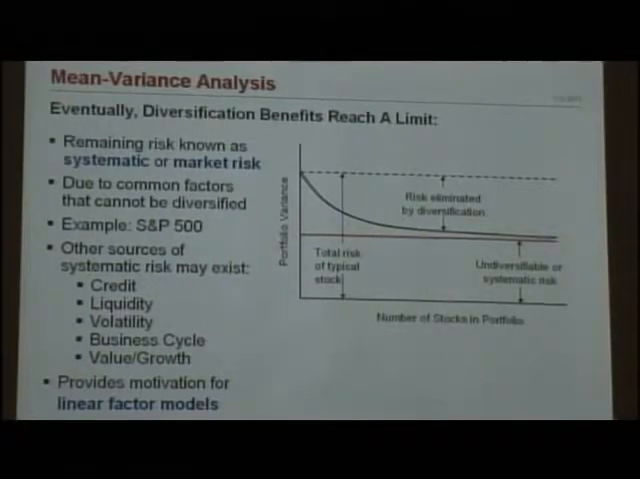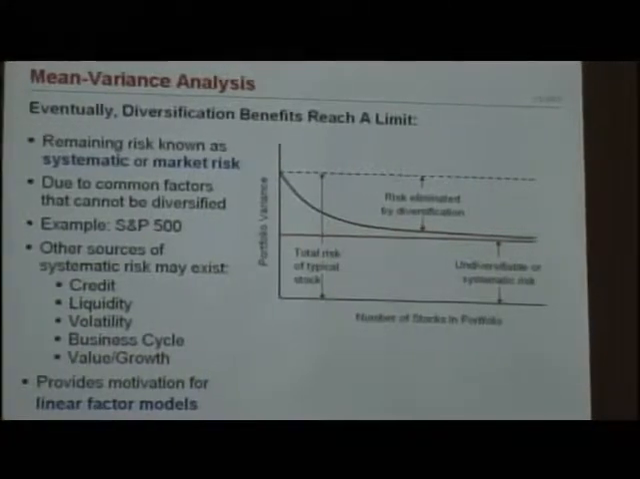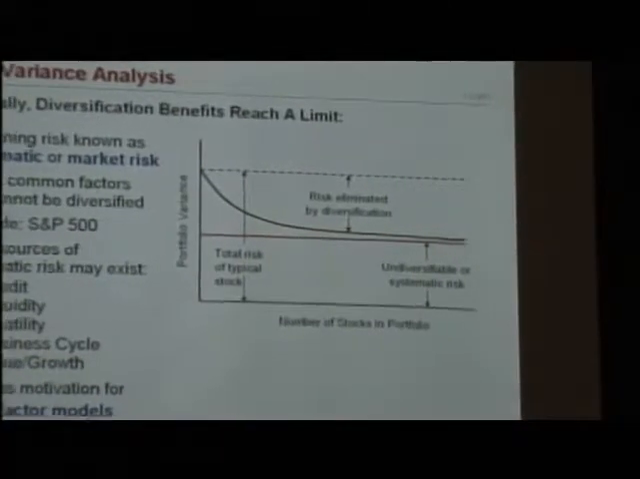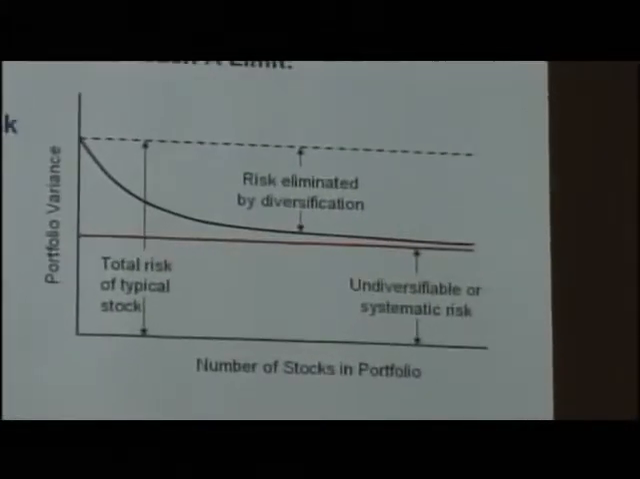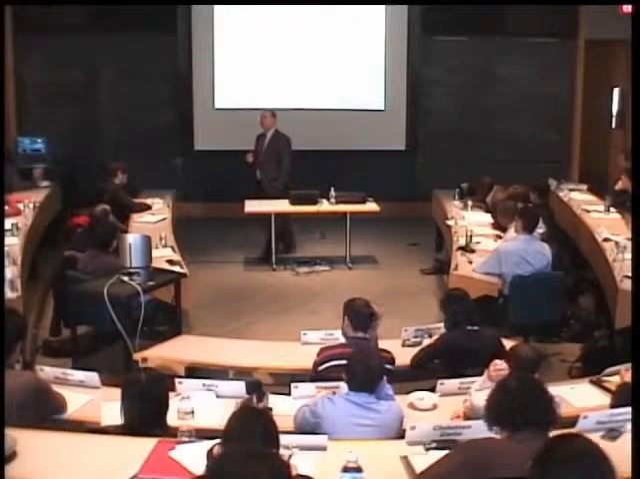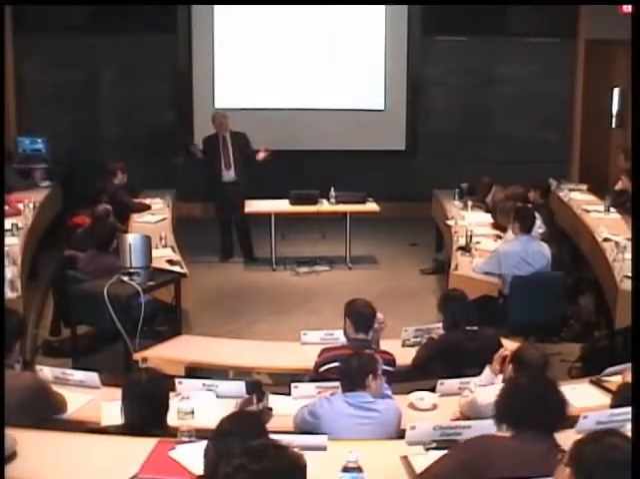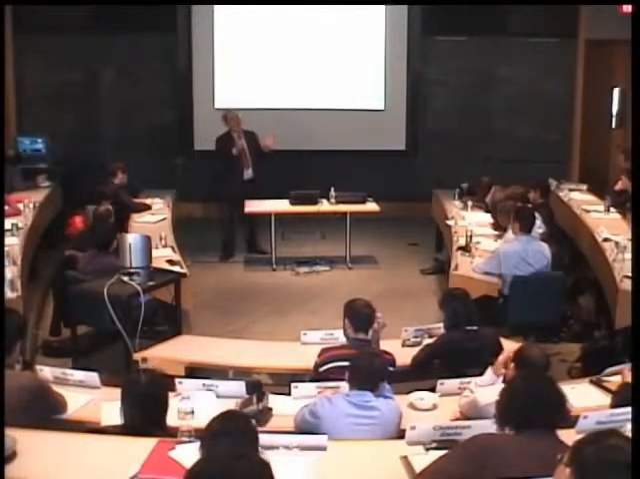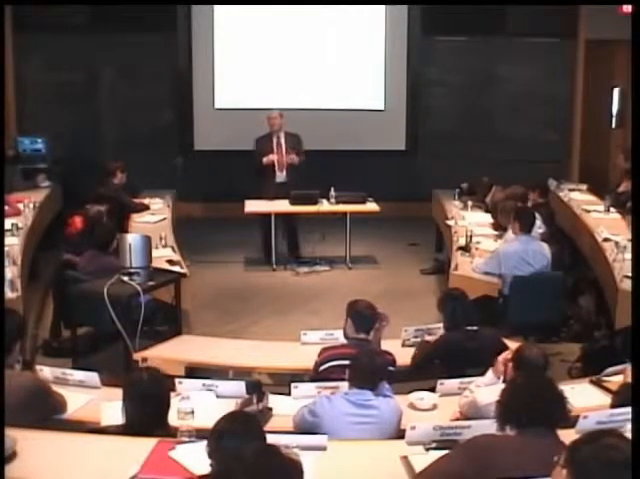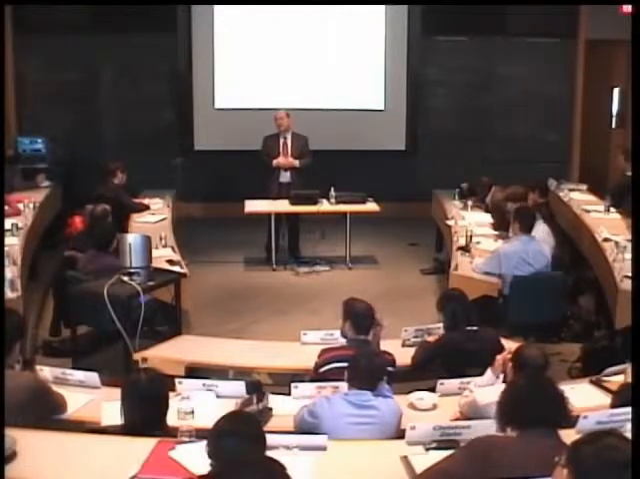That limit is known as the systematic or market risk of a portfolio. So, here's the graph of your portfolio variance as you increase more and more securities. But at some point, it asymptotes to this level, which is what I'm going to be focusing on as undiversifiable risk. It's the risk that's left over after all of the various correlations have done what they can to dampen the ups and the downs of your collection of securities.